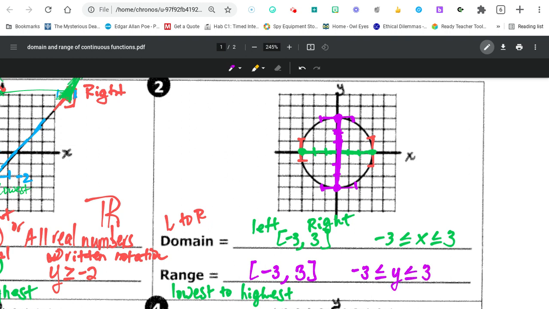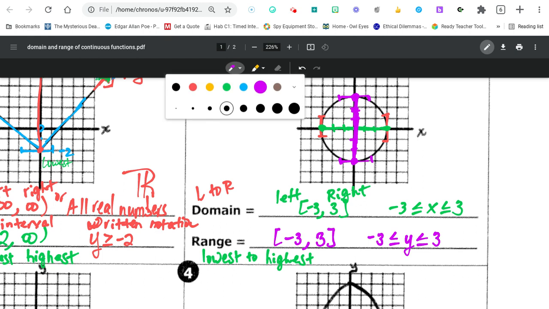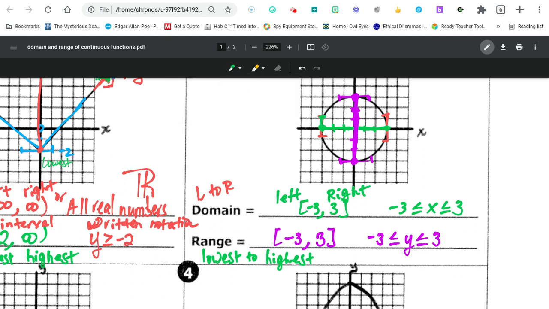I don't care if you write it in written notation or interval notation. You do what you want to. It'll probably look better in green. I'm sorry, my OCD is kicking in.